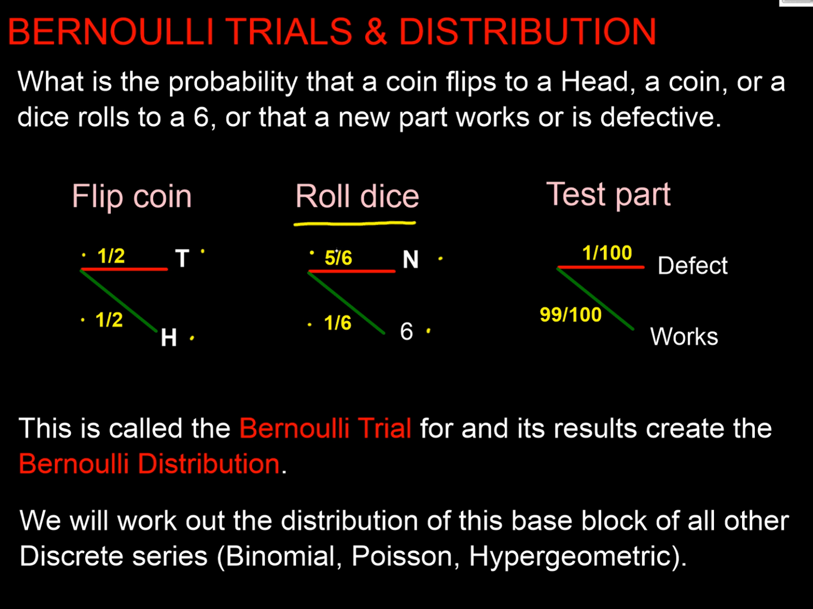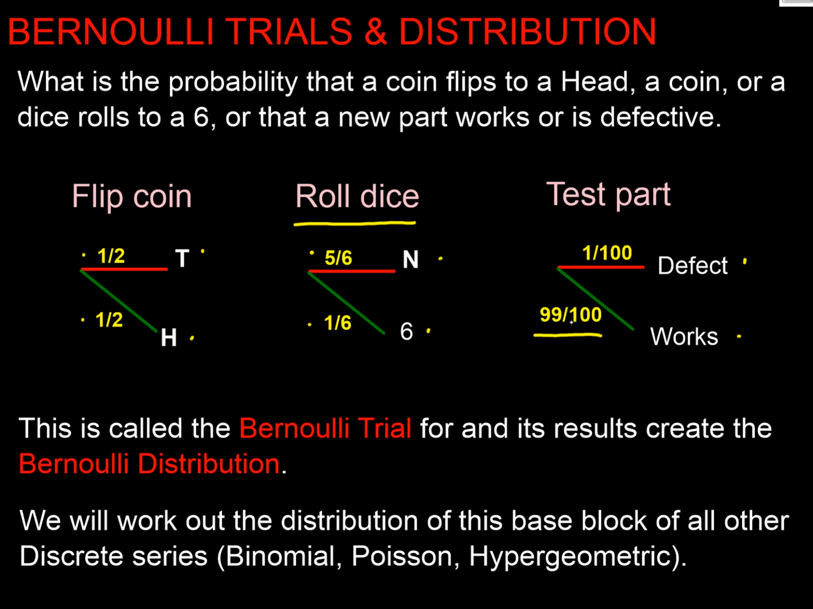What else could I use this for? Well, I test a new part I've just made. It either works or it's got a defect on it. And I could assume that it's got a 99 out of 100 probability of working and 1 out of 100 of not working. Now, each of those is a Bernoulli trial. It's a one-off event that has an outcome.